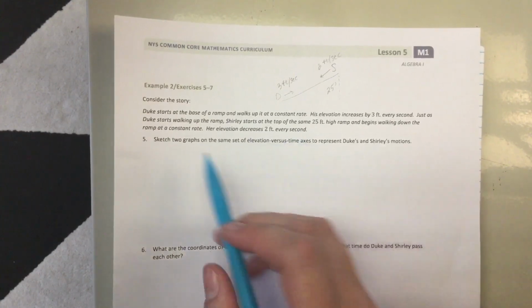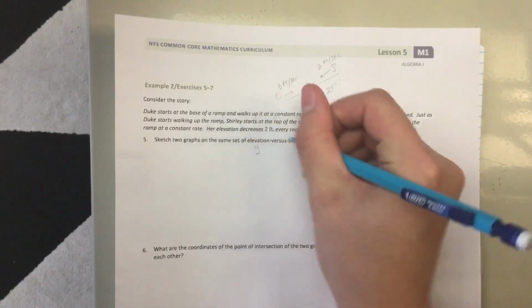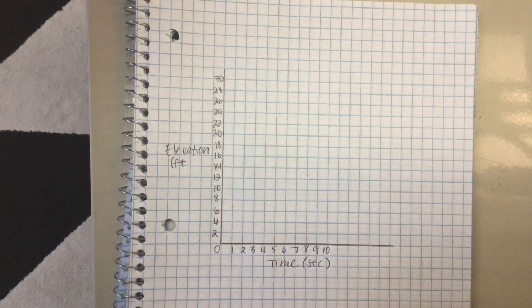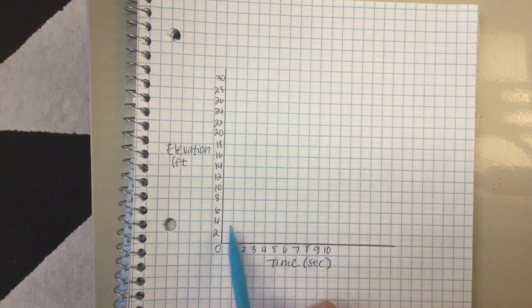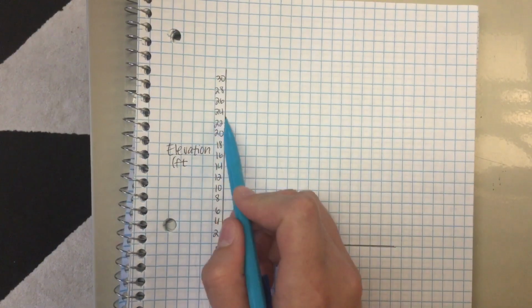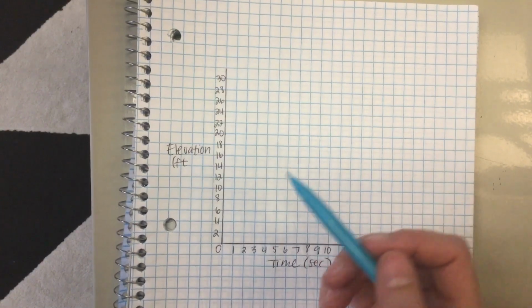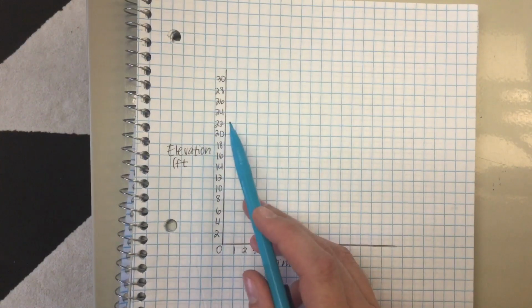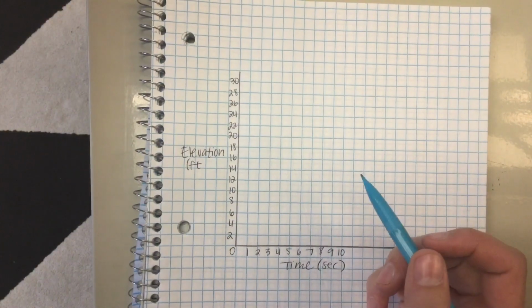So it says sketch two graphs on the same set of elevation versus time. It's always y versus x to represent Duke and Shirley. So I actually went ahead and made a set of axes for us. So if you need to pause the video, grab a piece of graph paper and make some axes. I ended up counting by twos because I know I have to get to 25. If you wanted to count by threes, that's fine too, as long as we have a good incremental change up to 25. If you want to count it by ones, that's fine. You might need a bigger graph. But let's sketch these two graphs on the same axes.